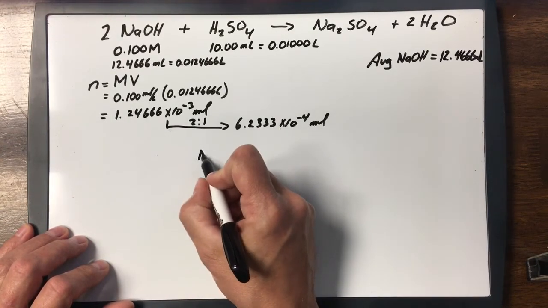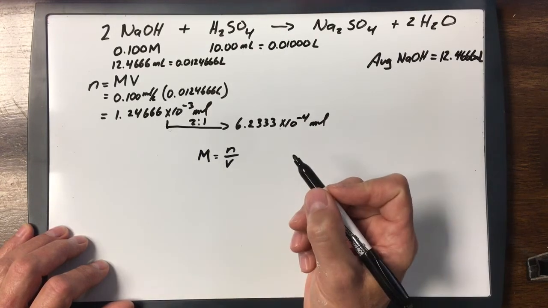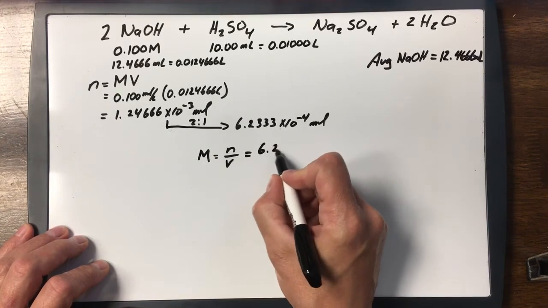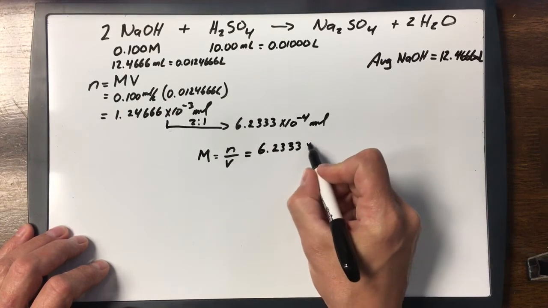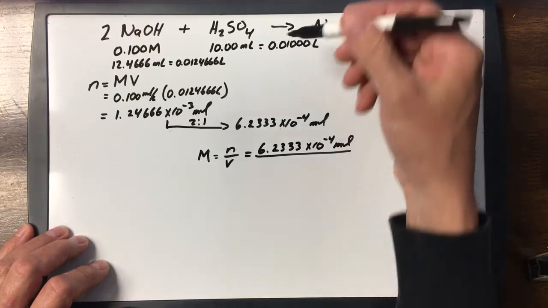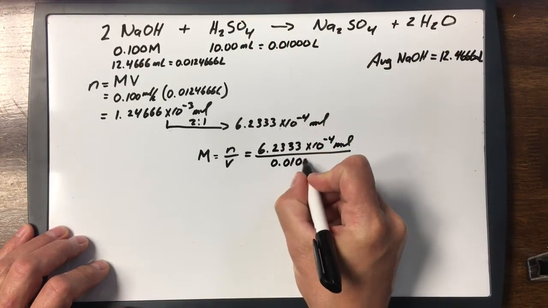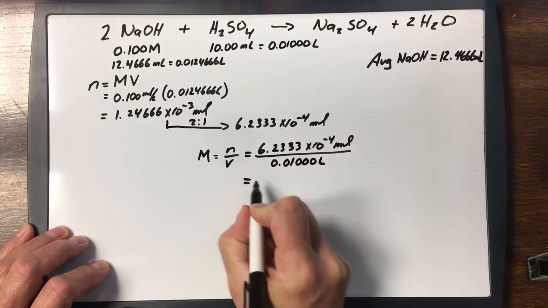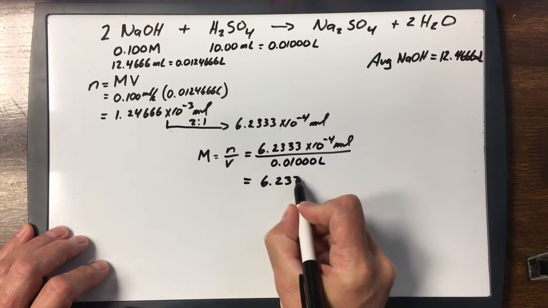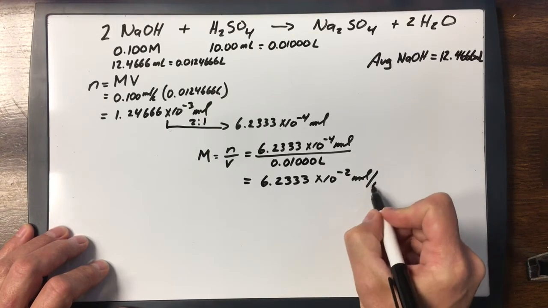The last thing we want to do is now convert this number of moles into molarity. The molarity is equal to the number of moles divided by the volume. We have 6.2333 times 10 to the negative 4 moles, and we do know that these samples were 10 milliliters, which is 0.01000 liters, to get us a final concentration of 6.2333 times 10 to the negative 2 moles per liter.